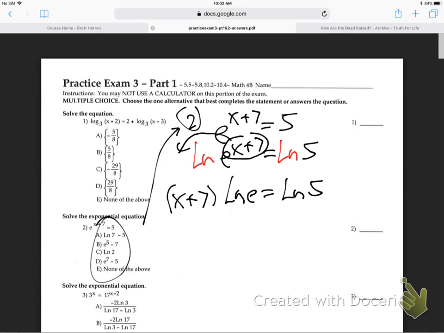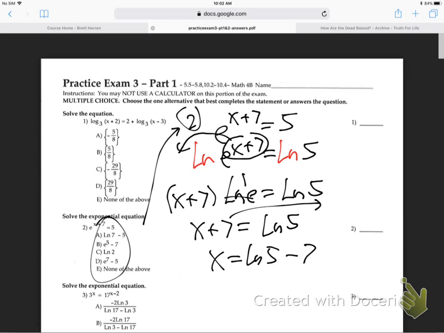And what's ln of E? 1. We good there? And then just move the 7 over. So it's ln 5, take away 7. Ln, is that not there? Nope. None of the above? Mm-hmm. Yep, it is. Slightly disturbing. But there it is. None of the above. So much work for nothing. Good on all that?